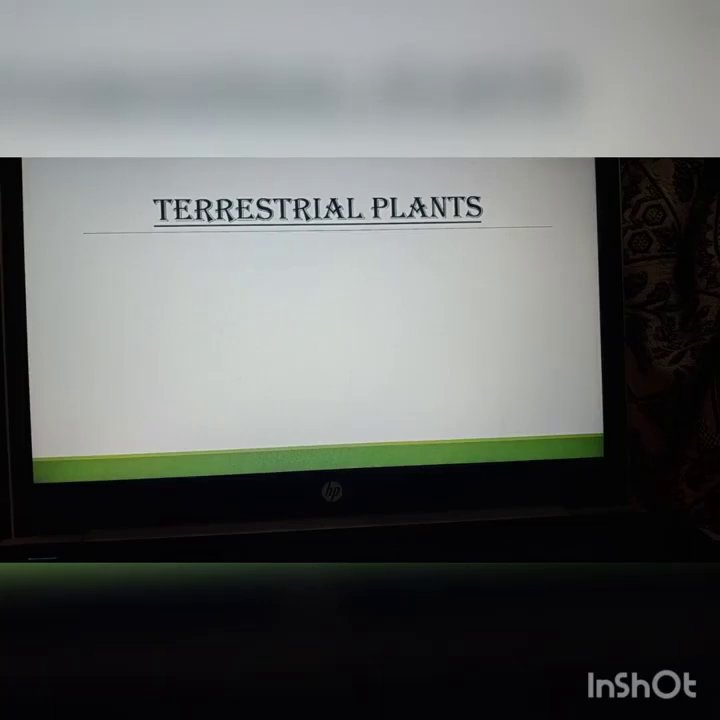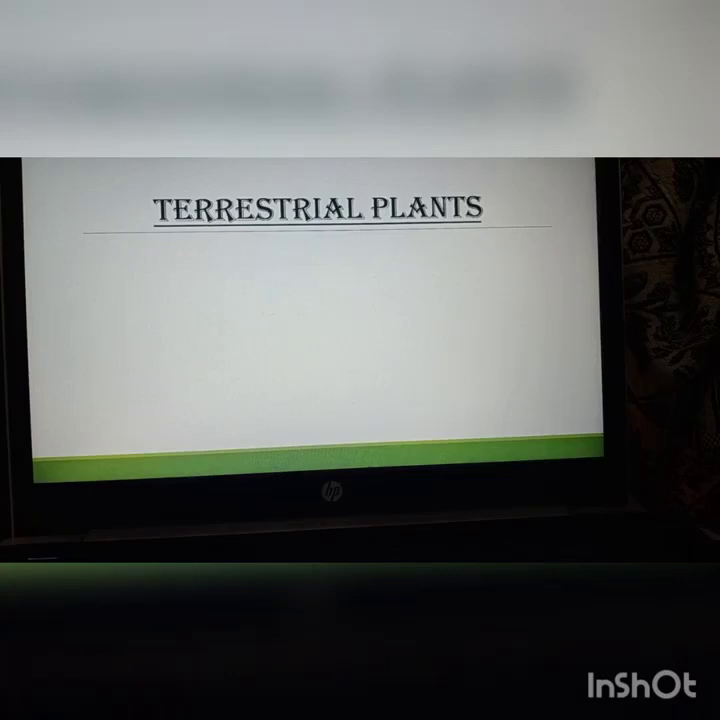So students, in adaptation in plants, till now we have studied about the aquatic plants. Aquatic plants means the water plants that grow in the water are called aquatic plants. In aquatic plants we have studied that there are three types. The first one was the floating plants, second one was the fixed plants, and third one was the submerged, or you can say the underwater plants.